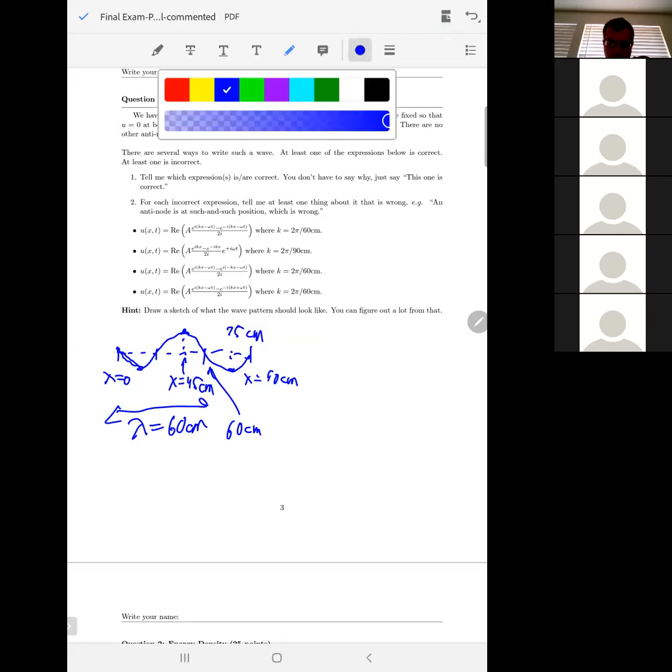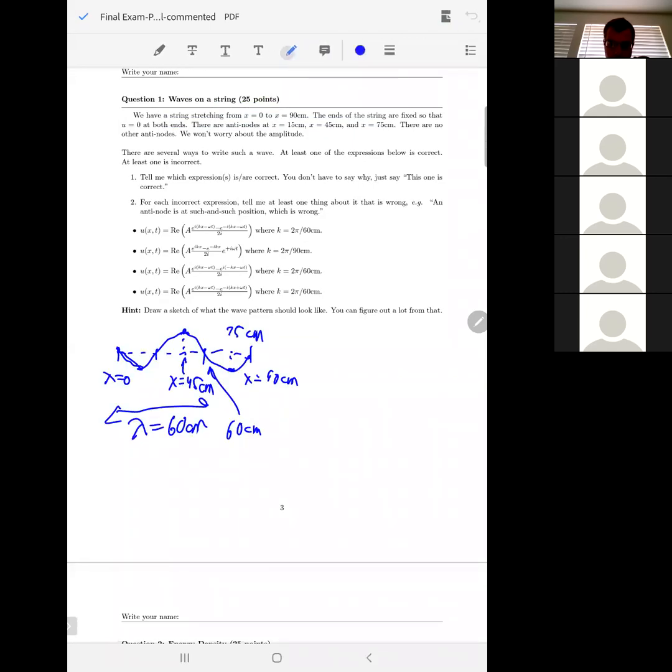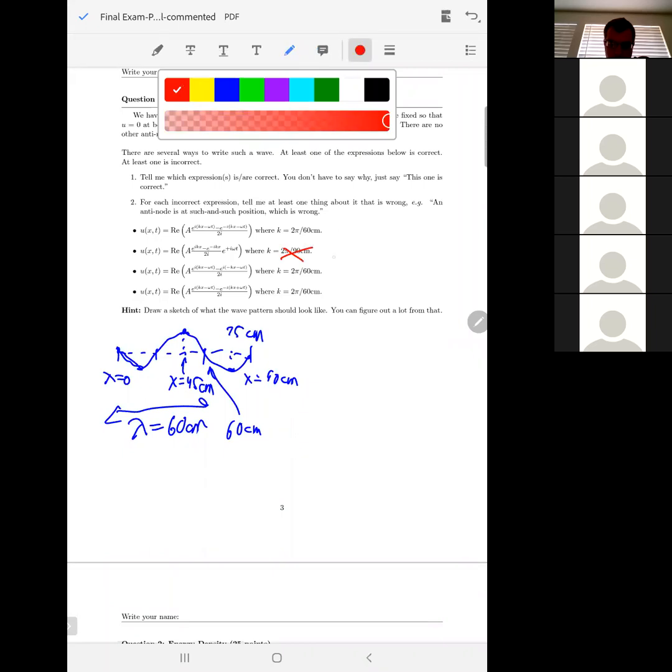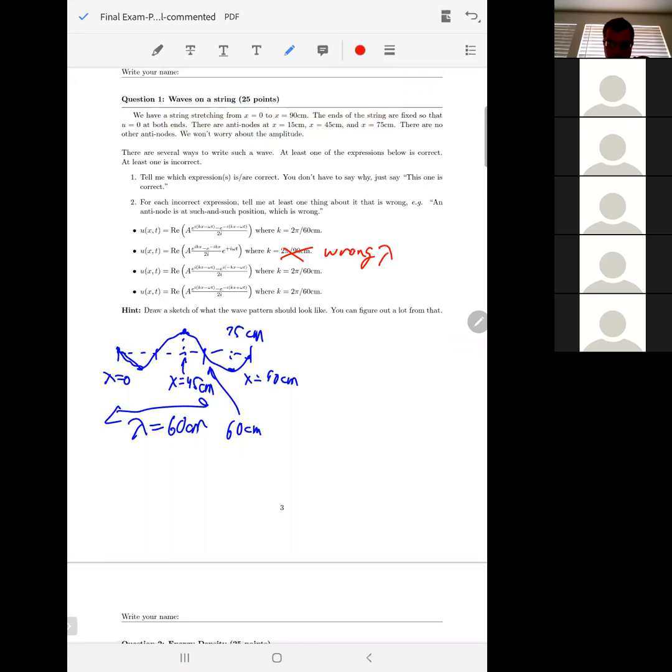So right away, I can rule out this one. That's not what I intended to do. Okay, so right away, I can rule out this one. I can say that that's got the wrong wavelength. Now, the others have the right wavelength, so I'm going to have to think more about it. One thing I know is that it has to have an antinode at x equals 0. So I can rule in some of these possibly. If I look here, I've got a function that is always 0. Oh, wait, but that one's already been ruled out.